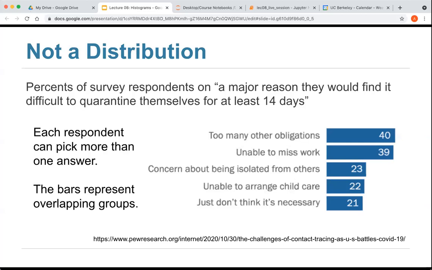And now, what do you see? I hope you see a bunch of percents that add up to quite a bit more than 100. You agree? Right, so what's going on there is that each individual is allowed to provide multiple reasons. So you can see that somebody could put in, I'm unable to miss work and I'm unable to arrange childcare, right? So people picked more than one answer, so the bars represent overlapping groups. This thing is not a distribution. It is a bar chart, it gives you some information, but it's not a distribution.